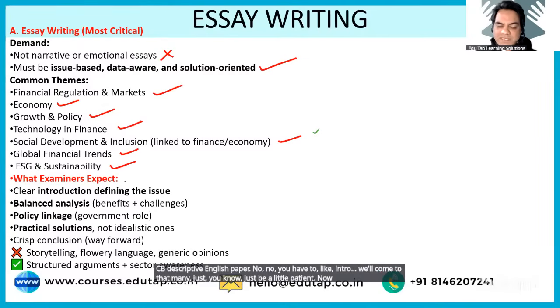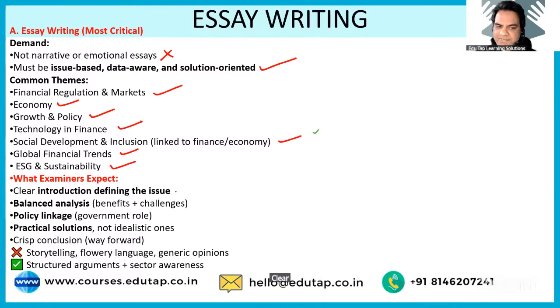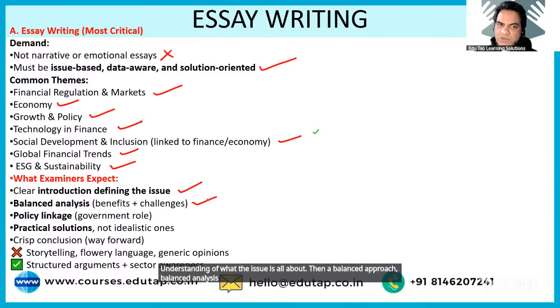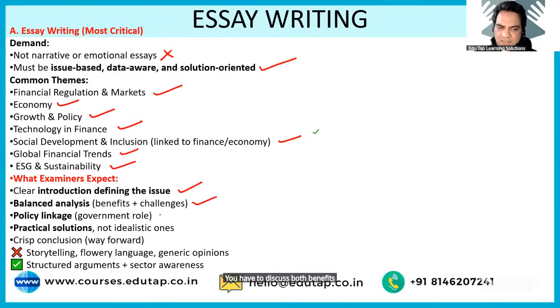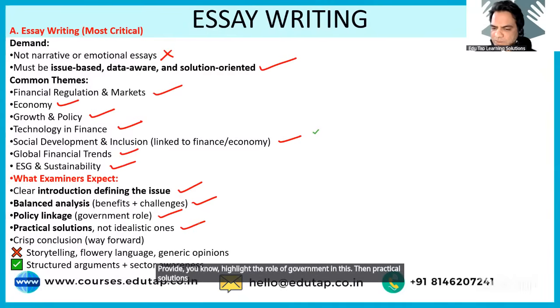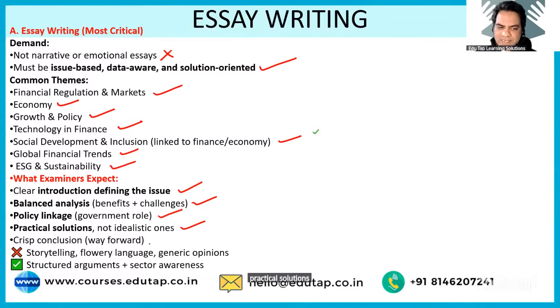Now, what do examiners expect from your answers? A clear introduction, defining the issue. First, you have to define the issue. You have to give a background understanding of what the issue is all about. Then a balanced analysis. You have to discuss both benefits and challenges. If it's a policy linkage based essay, highlight the role of government in this. Then practical solutions, not idealistic ones, to those challenges. Then a crisp conclusion, which has a way forward. That means what should be done in the future, and what will be the impact or the consequences in the future for this particular issue.